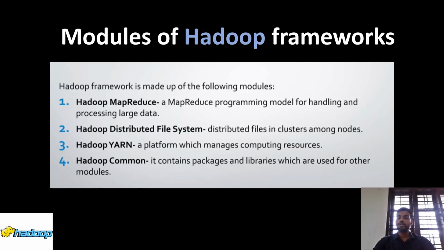Coming to the various modules of the Hadoop framework, it mainly contains 4 modules. The first one is Hadoop MapReduce, which is basically used for handling and processing large amounts of data. The second one is the Hadoop distributed file system, which we discussed earlier, which mainly distributes files in the form of clusters among nodes. Hadoop YARN is a platform which manages computing resources. Hadoop Common basically contains a bunch of packages and libraries which can be used by other modules.